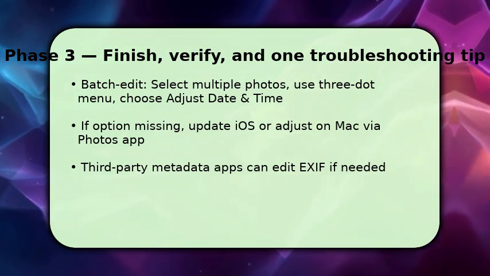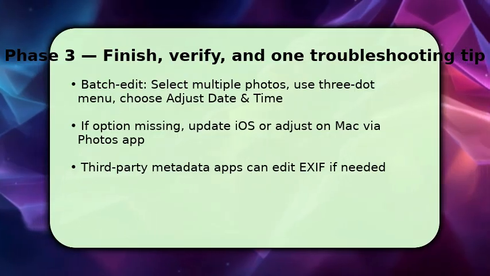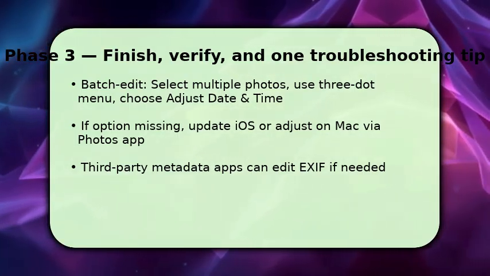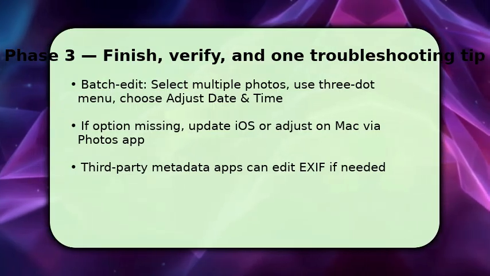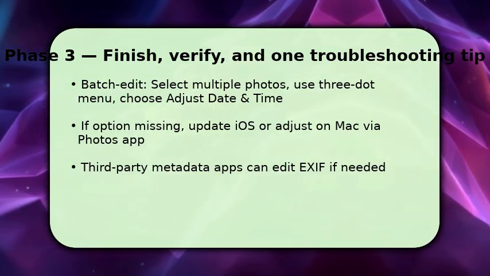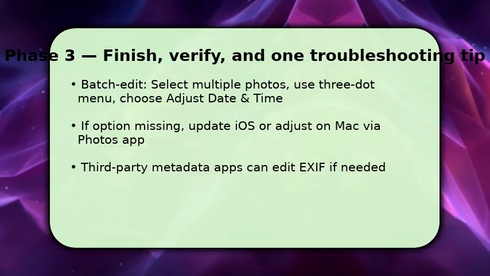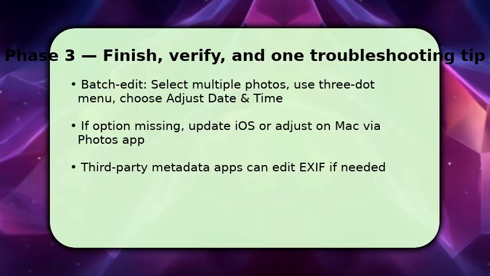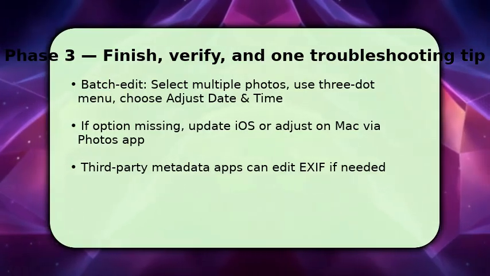If you need to change many images, select them, tap the three-dot menu, and choose Adjust Date and Time to apply a bulk shift. If you don't see these options, make sure your iPhone is updated or use the Photos app on a Mac. If all else fails, use a trusted metadata editor app to edit EXIF directly. Be careful to keep backups.